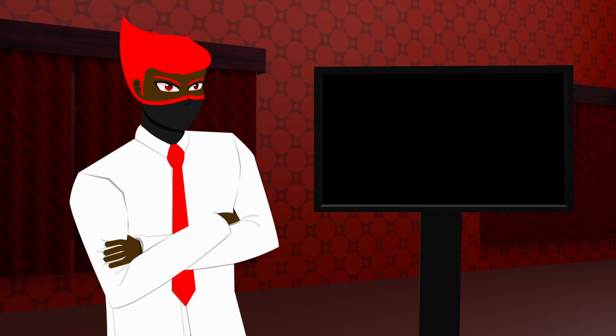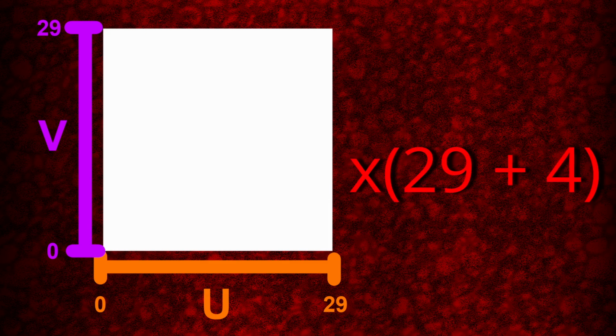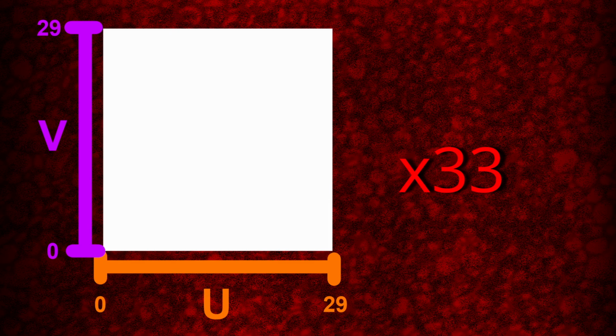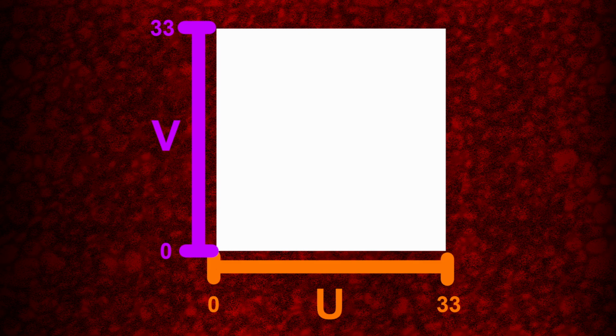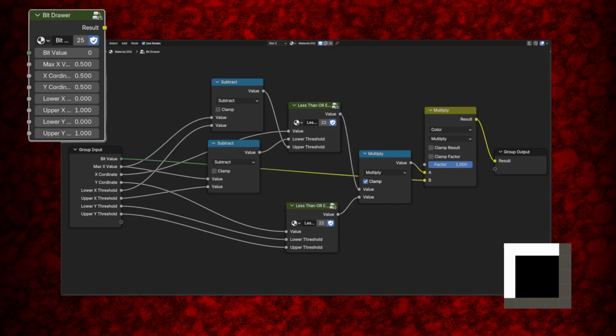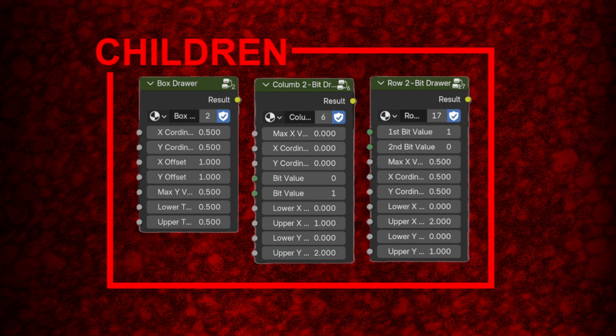However, I later found out that I kind of shot myself in the foot doing that. QR codes are supposed to have a space called the quiet zone, meaning our scalar needed to be more than 29. It is recommended that the quiet zone be 4 units in size, so following that recommendation, I added 4 units to the scalar, making it 33. Then after that, all that was left was for me to make a node that would output a specific color within a specific range within our space. And so the bit drawer was born, followed by its children.